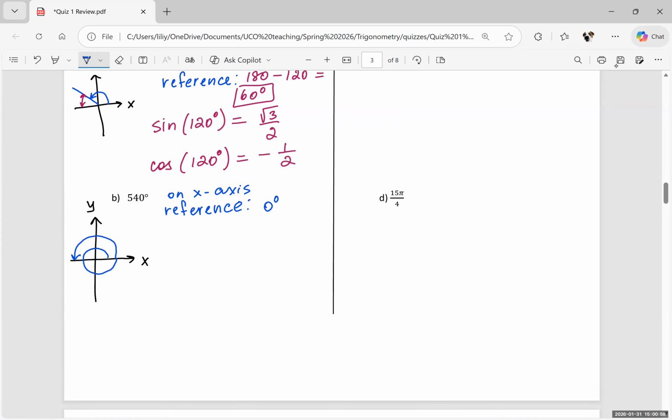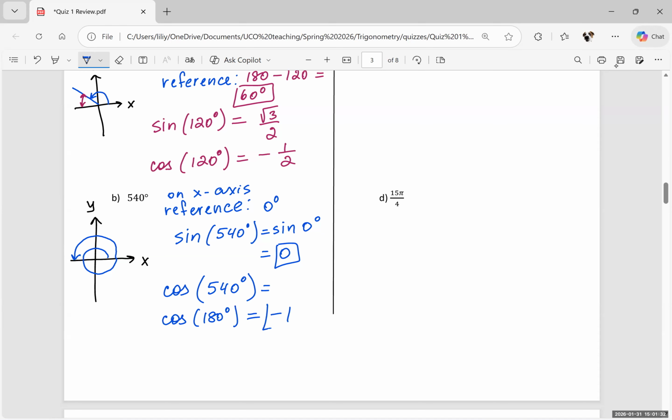So reference angle is 0, which means that sine of 540 degrees is the same as sine at 0 degrees, which is 0, of course. And then cosine of 540 degrees. Well, on this one, make sure that you're looking at where the angle is. It's the same as cosine of 180 degrees, which is -1, of course.